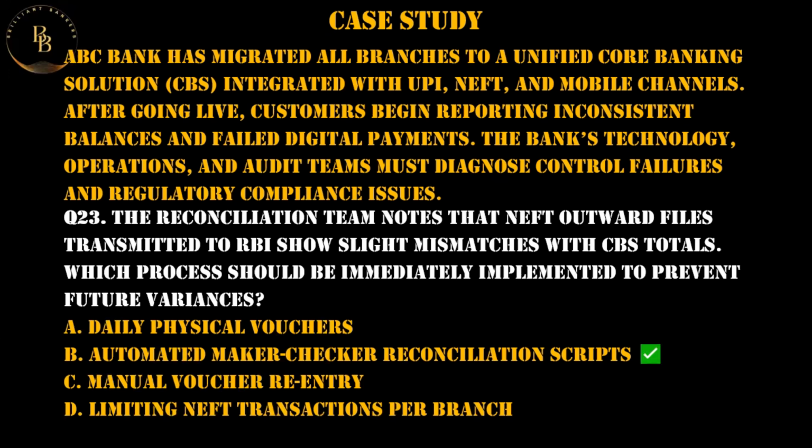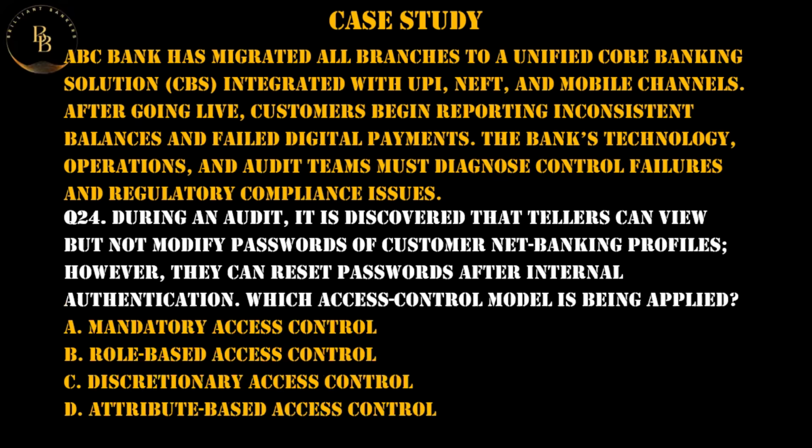So whenever there is a maker checker reconciliation, it compares CBS postings with the payment gateway files in real time, isolating variances instantly. So manual cross checks invite errors and delay regulatory settlement also.